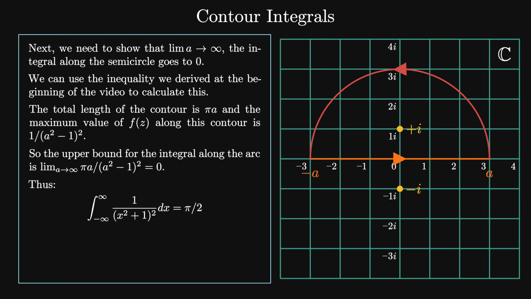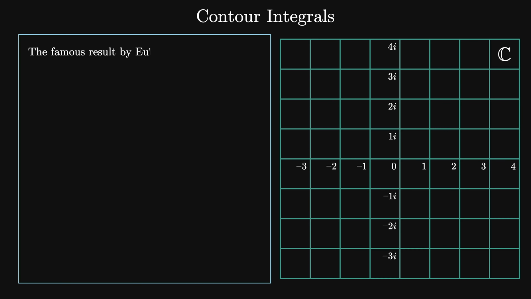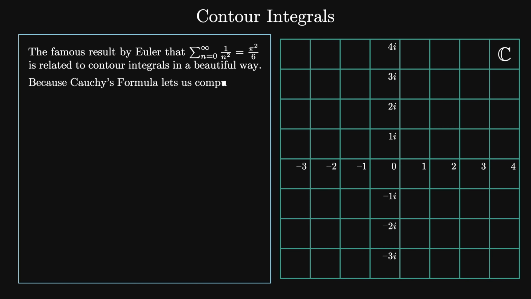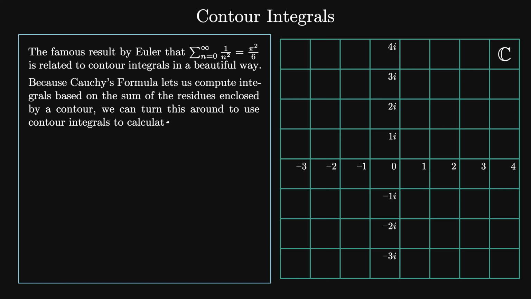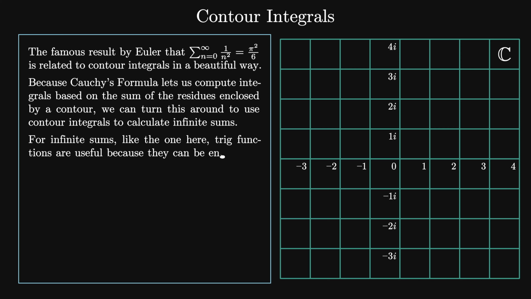pi over 2. The famous result by Euler, that the sum from n equals 1 to infinity of 1 over n squared equals pi squared on 6, is related to contour integrals in a beautiful way. Because Cauchy's formula lets us compute integrals based on the sum of the residues enclosed by a contour, we can turn this around to use contour integrals to calculate infinite sums. For infinite sums, like the one here, trig functions are useful because they can be engineered to have equally spaced poles along the real axis.